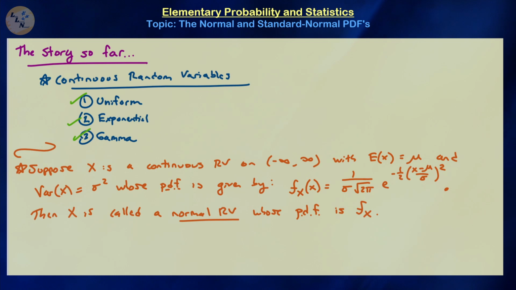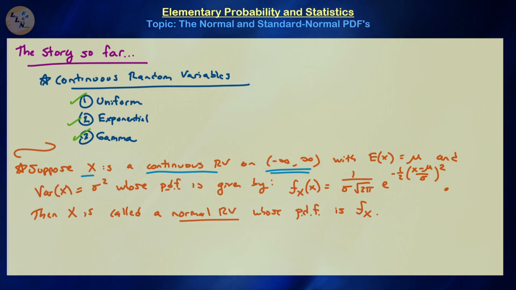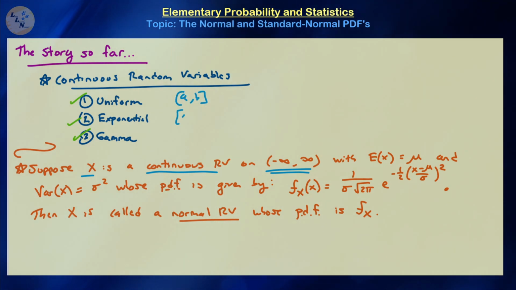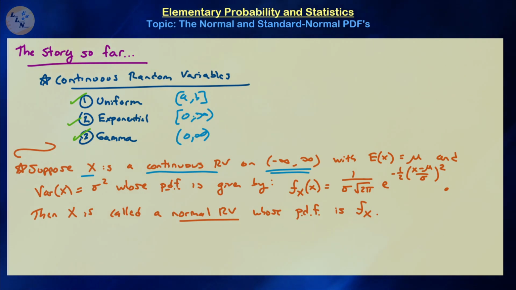So what is a normal random variable? We're going to be assuming that x is a continuous random variable on minus infinity to infinity. Just this starting premise is a little bit different from the other three. Remember, uniform was on the interval a to b, exponential was on the interval 0 to infinity, and gamma was on the open interval 0 to infinity.